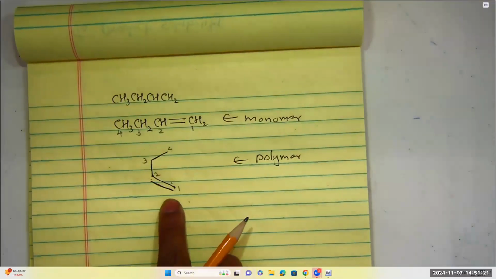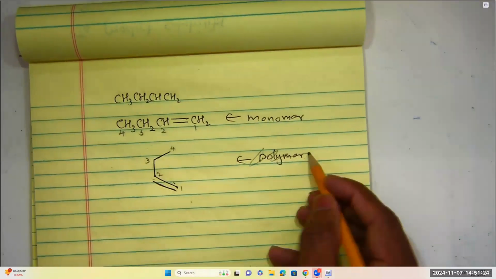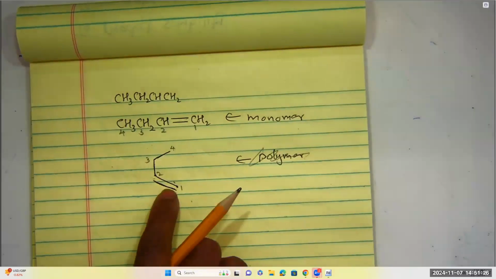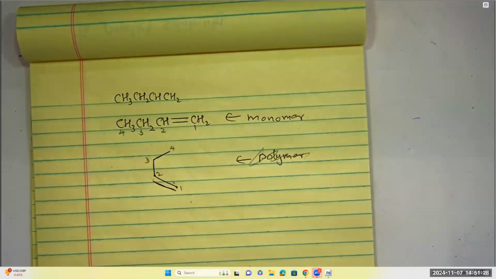So this is still my monomer. This is not the polymer. This is still my monomer. Why? We still have the double bond.